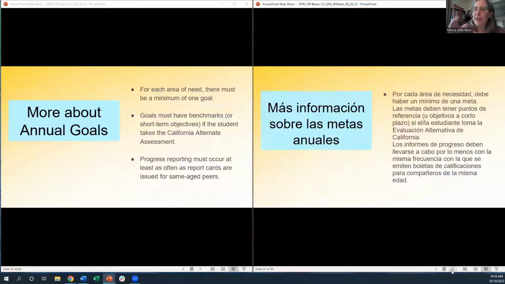A few more things. For each area of need, this is very basic, there needs to be at least one goal. Let's take speech language. If your child has multiple needs within the area of speech language, then it is okay to have more than one goal, because as you're going to see, the number of goals, the complexity of the goal, and the involvement of the student are going to help determine how much service and support the student is given. So just one goal with a lot of stuff in it is not always as effective as having really well-crafted goals that address a variety of needs.